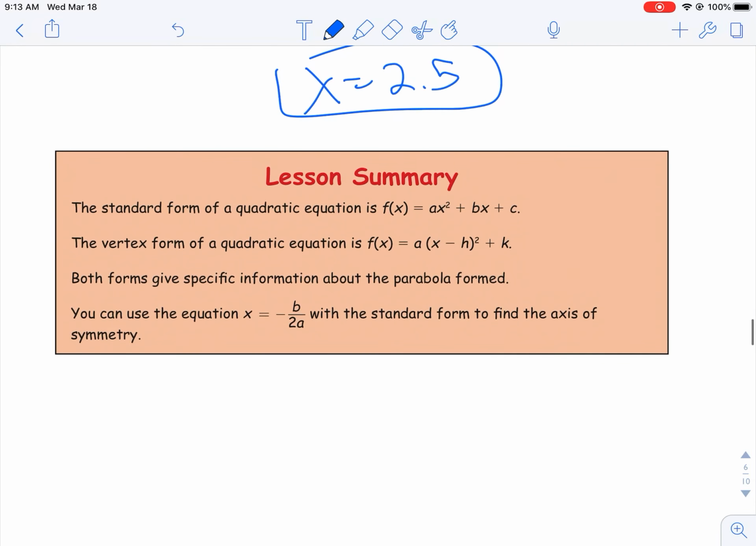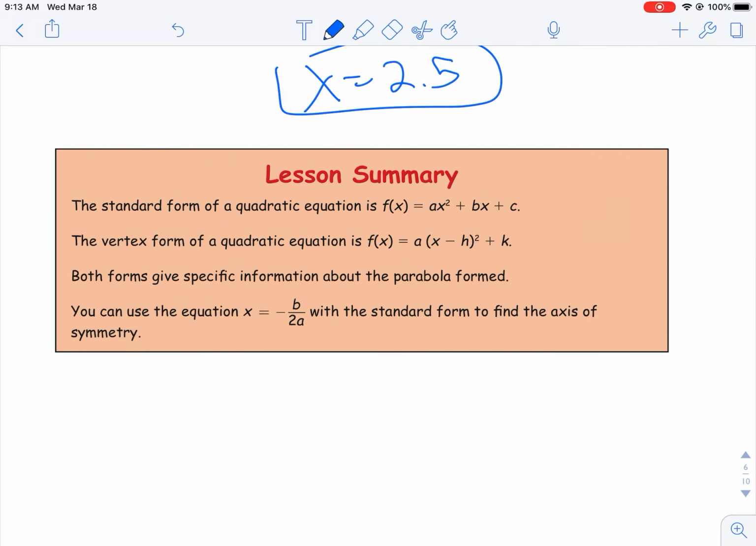So the summary: the standard form of a quadratic function is f of x equals ax squared plus bx plus c. The vertex form of a quadratic equation is f of x equals a times (x minus h) squared plus k. Both forms give specific information about the parabola formed, and you can use the equation x equals negative b over 2a with the standard form to find the axis of symmetry. This negative b over 2a is also helpful in finding the vertex, which we will get to in another lesson.